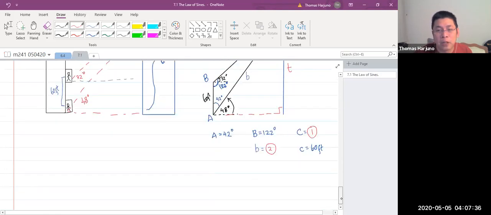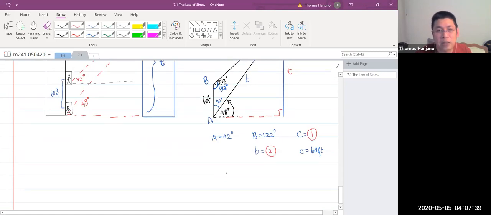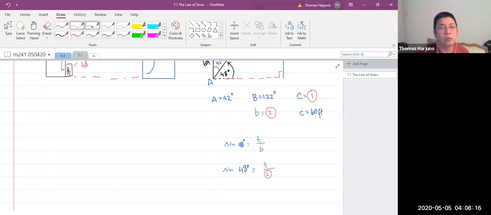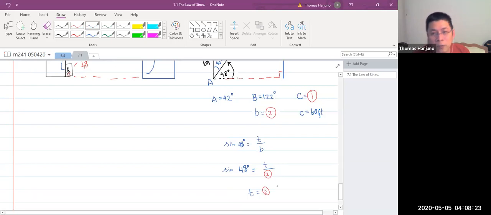Then later on, using B and T and sine A, use sine A equals T over B. Actually, I have to correct that. It's still A, but it's the 48 degrees instead of 42 degrees. Sine 48 degrees equals T over whatever you get for B. So T equals what you get for B times sine 48 degrees. That's the plan.